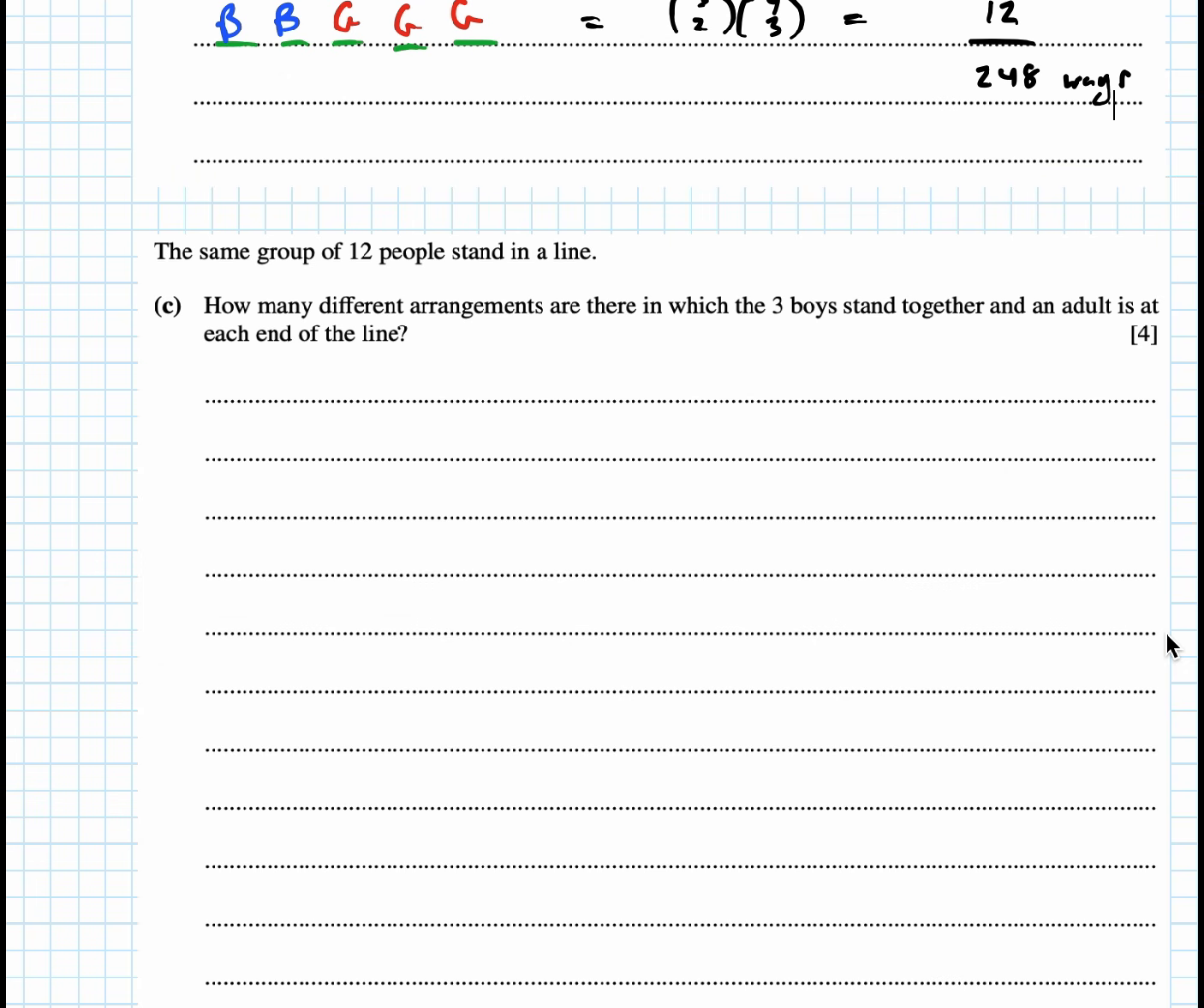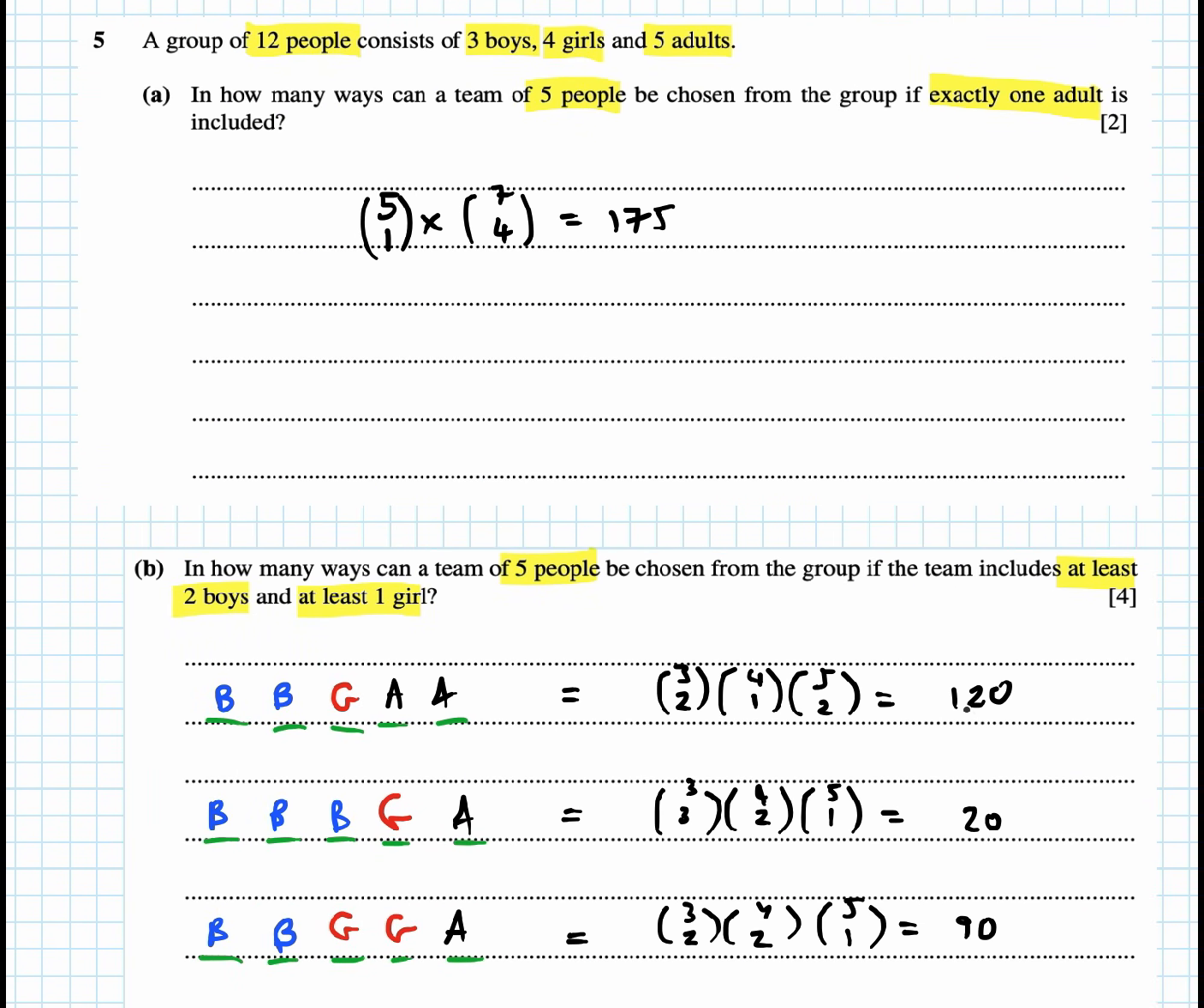Part C, we've some people, so let's write them out again. Again, you're doing dotted lines. I tell all the students, just do this anyway, even if you didn't actually need it in the end. So we've 3 boys standing together, which would be 1 object, and you've an adult at each end of the line. So there we go with the adults, and we just put in boy, I suppose. And that's it. So you've 2 adults, you've got them in a specific place.